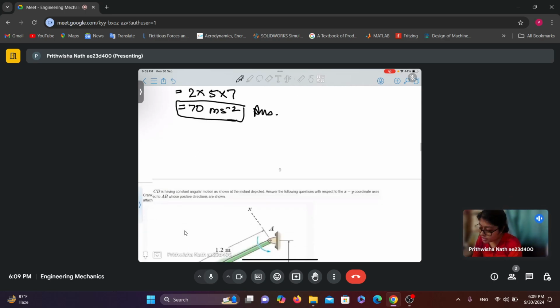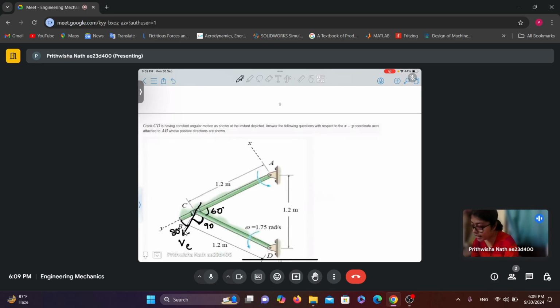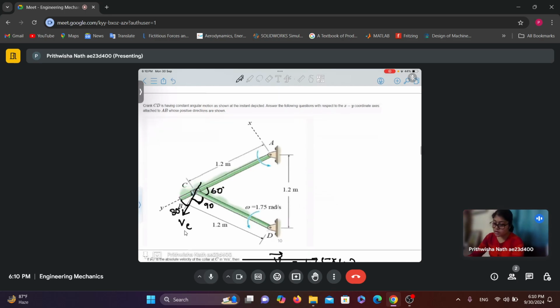Now moving on to the next problem. The crank CD is having constant angular motion. As shown at the instant depicted, answer the following questions with respect to the xy coordinate axis attached to AB whose positive directions are shown. So from the given diagram, we can see omega is 1.75 and lengths CD and AC both are 1.2 meter.